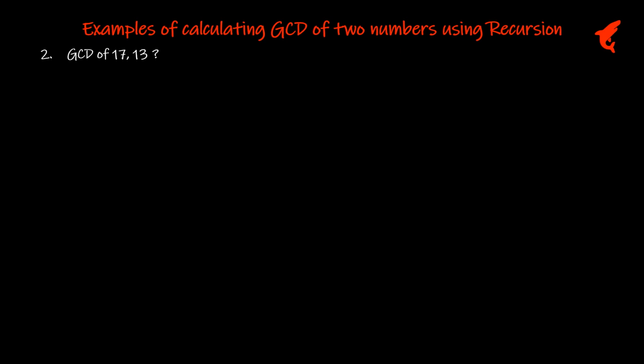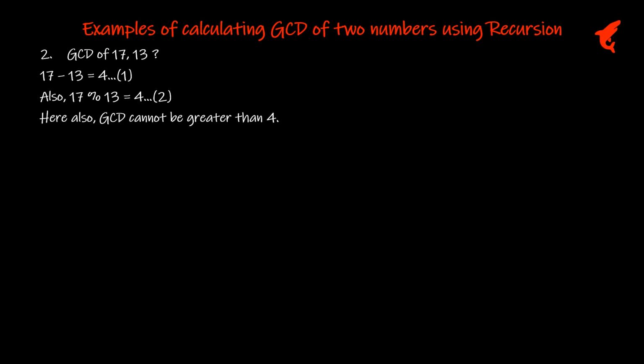Let's look at one more example of numbers 17 and 13, and let's try to find GCD of these two numbers. We know the difference between these two is 4, and this difference also can be identified using the modulus operator. 17 modulus 13 gives us 4, right? So again, GCD cannot be greater than 4. So 4 will be the starting point of finding GCD.